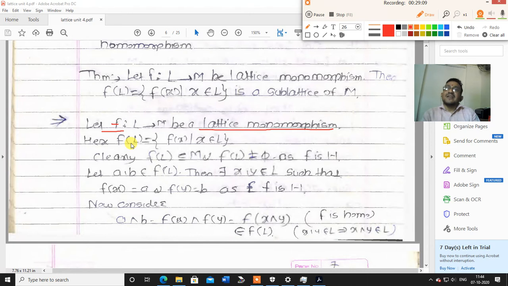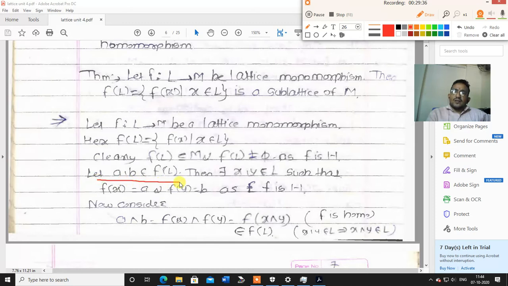म्हणजे lattice मध्ये सगळ्या एलिमेंटची इमेज असेल तर इमेज काय करतं? Collection. Okay, so let A and B be elements of f of L. Then by definition, A and B are of the form f of x. Then there are x and y in lattice L such that f of x is equal to A and f of y is equal to B.